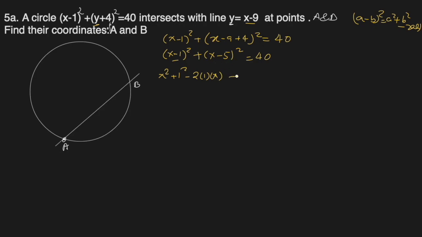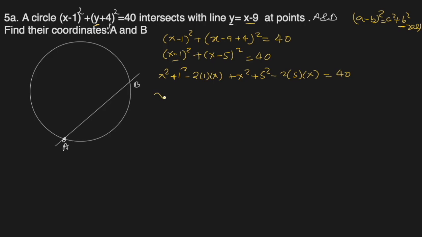I will expand this also, plus x square plus 5 square minus 2 times 5 times x equal to 40. In the identity itself, we have negative here and there is no negative here, so we will not write the negative 1 when we square it. It will be positive 1 only.